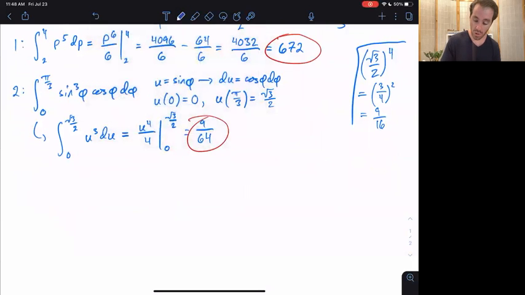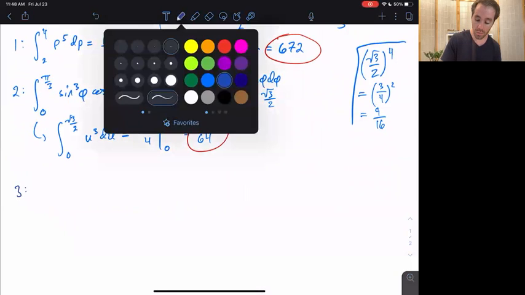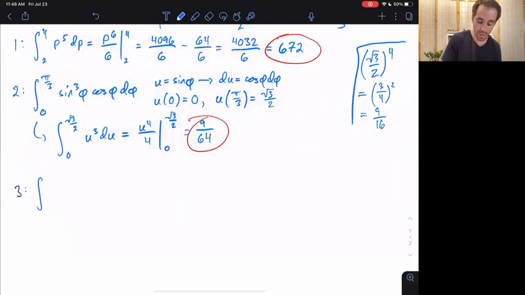I just like this blue so much. Let's keep on going with that. Integral number 3. Oh, that's the wrong blue. Silly. Integral from 0 to 2 pi of sine theta cosine theta d theta.